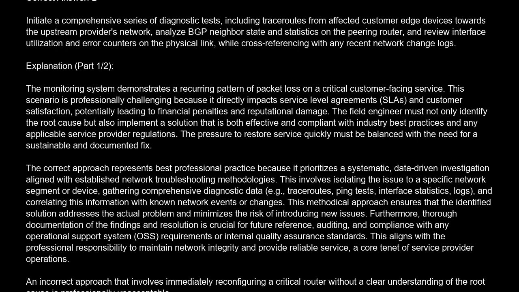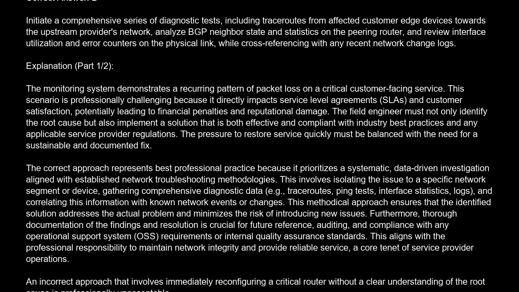The correct approach represents best professional practice because it prioritizes a systematic, data-driven investigation aligned with established network troubleshooting methodologies. This involves isolating the issue to a specific network segment or device, gathering comprehensive diagnostic data, e.g., traceroutes, ping tests, interface statistics, logs, and correlating this information with known network events or changes. This methodical approach ensures that the identified solution addresses the actual problem and minimizes the risk of introducing new issues.